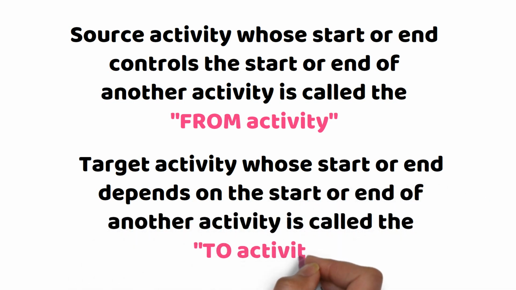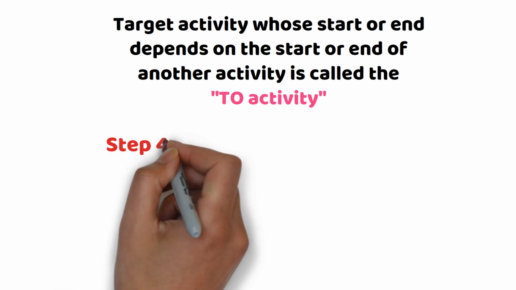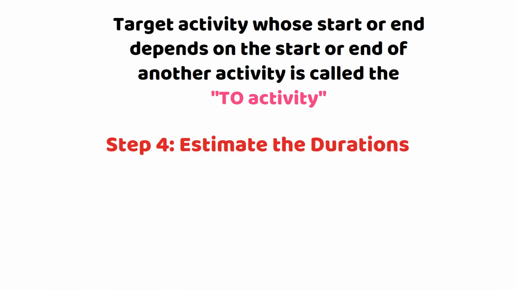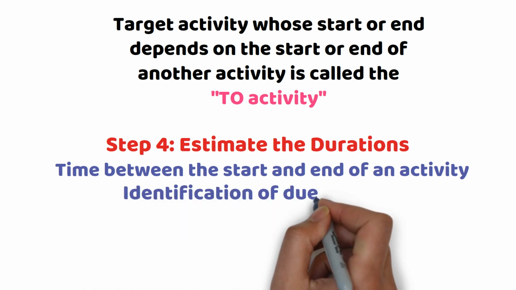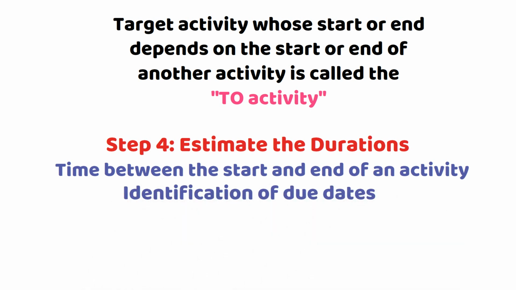to activity. Step 4. Estimate the durations. Duration is the time between the start and end of an activity. You need to estimate how much time it will take to complete each activity to a quality you would be proud of. Identification of due dates is the most essential aspect of a Gantt chart since it shows project managers not only when the project will start and end but also when each task will take place.